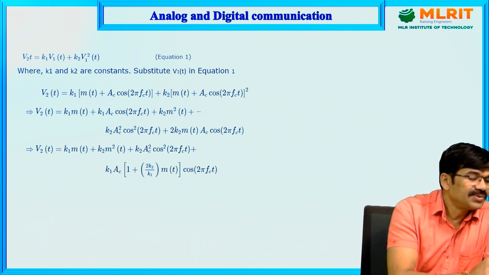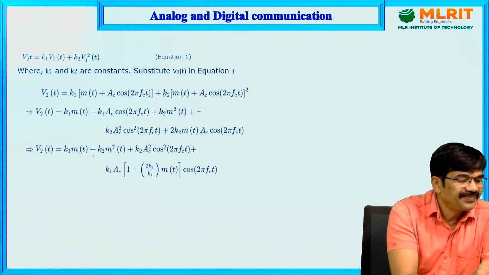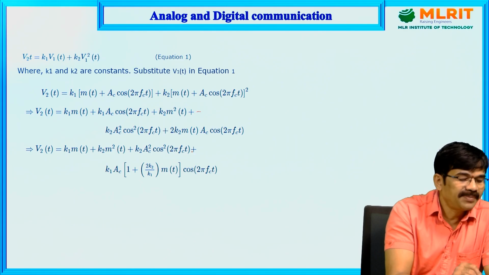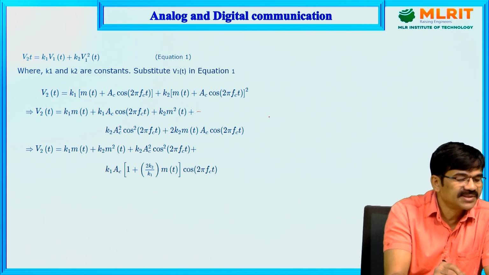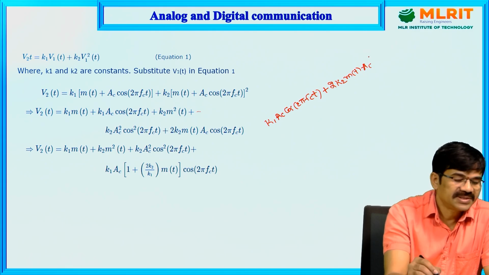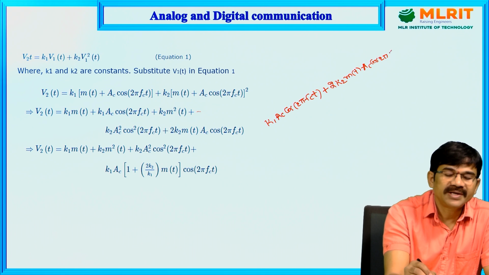Among all the terms, I am rearranging the expression: K1 M of t plus K2 M square of t, plus K2 Ac square cos square 2 pi fc t, plus 2 K2 M of t Ac cos 2 pi fc t, plus K1 Ac cos 2 pi fc t. Here I am taking these two terms: K1 Ac cos 2 pi fc t plus 2 K2 M of t Ac cos 2 pi fc t.